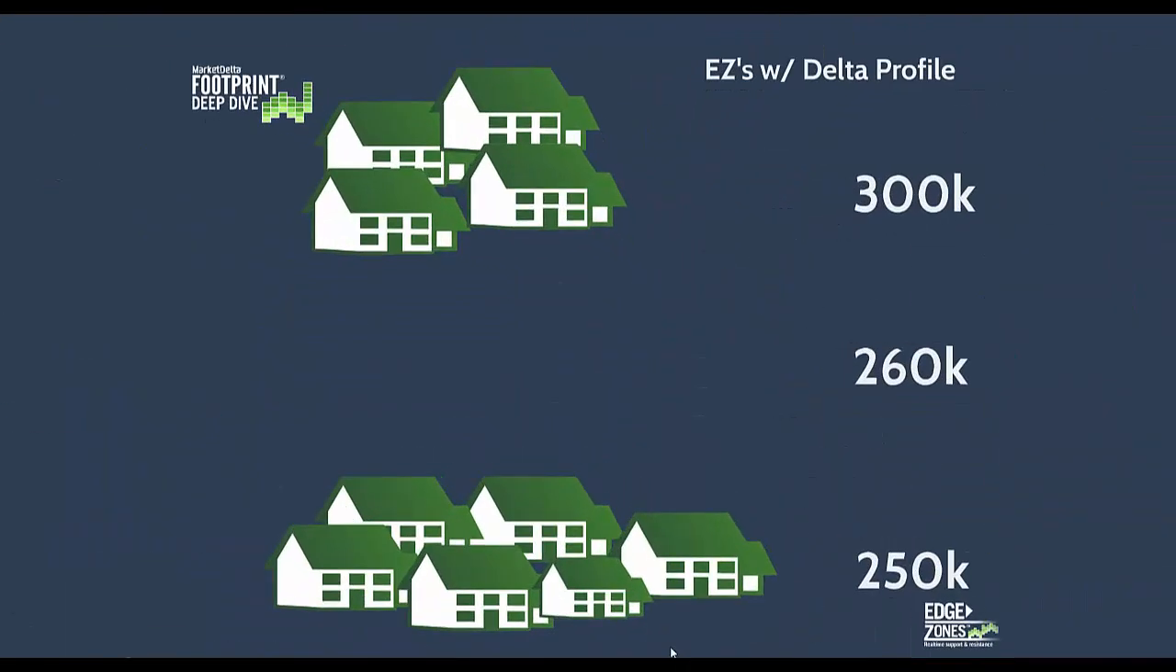Now let's go to my favorite slide of this video. You see pictures of a house. Now stay with me on this one. Hopefully this helps wrap up everything and creates a metaphor that'll help you understand the dynamic of why these are important and why they create high probability areas, okay? So, first off, EZs are what? Edge zones, the acronym for it, with the delta profile. And you don't see the delta profile up there.